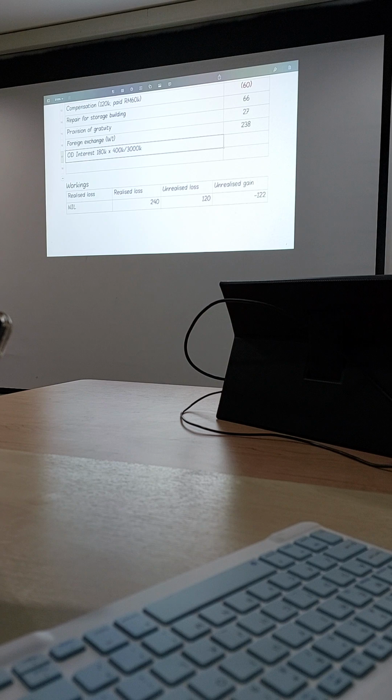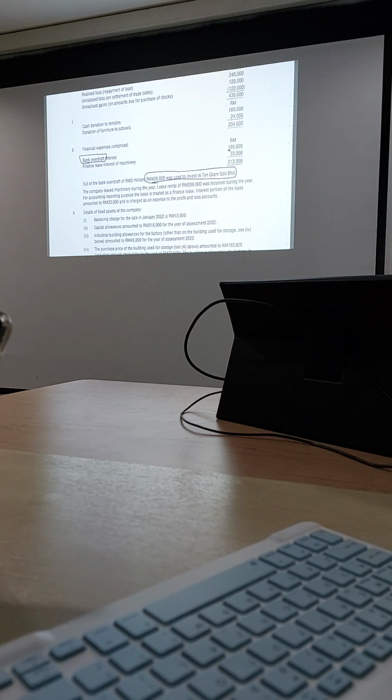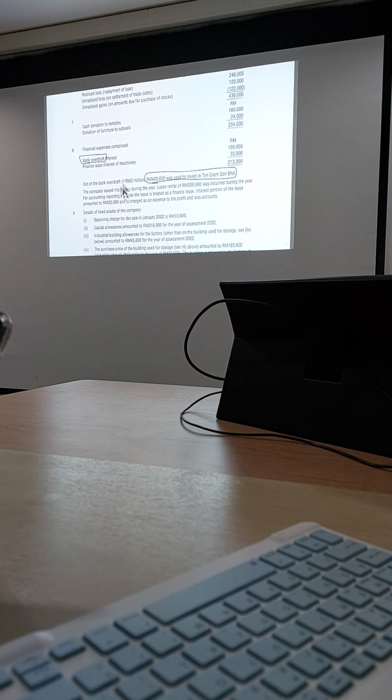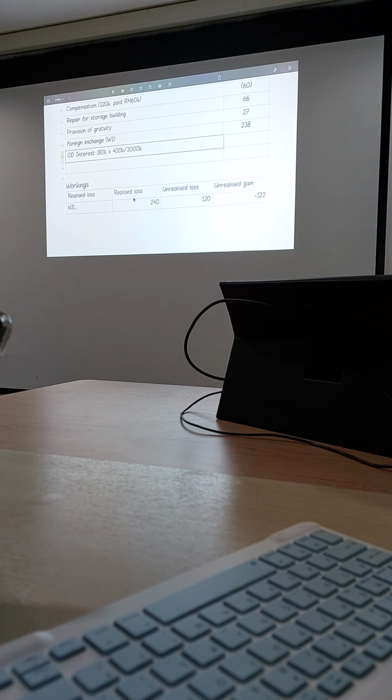Can? So 180k tu datang daripada interest, darab dengan 400k. 400k is not allowable, mah? Divided by total 3 million. Take out that portion. It's called interest restriction. You remember the interest restriction now? 400k ni kiranya non-allowable lah sir. Yeah. So how much you get? 24 you add back. The balance allowed, no need to do anything. Are you clear now? Yes.